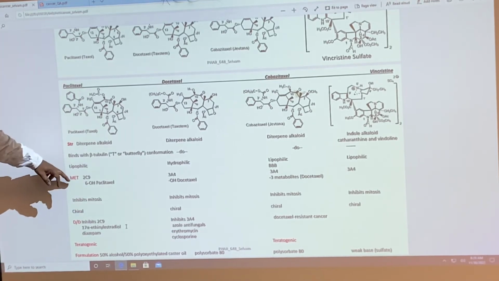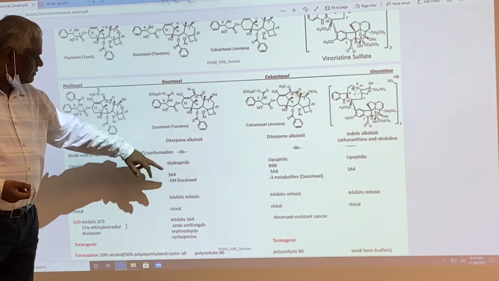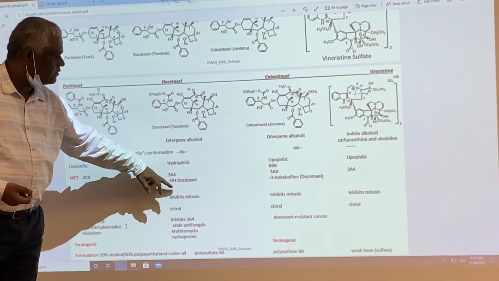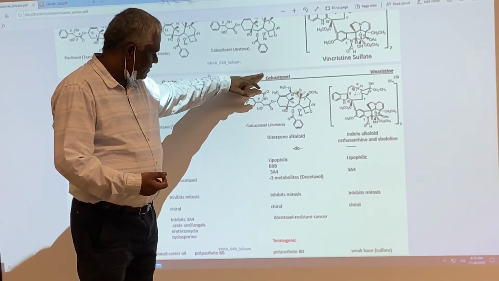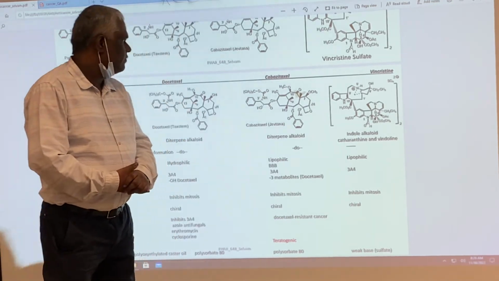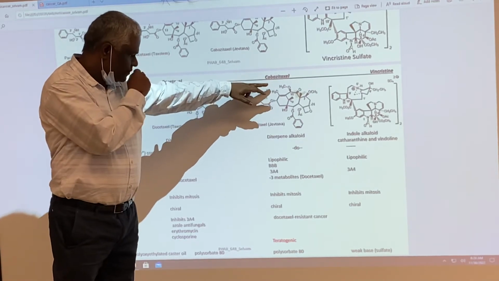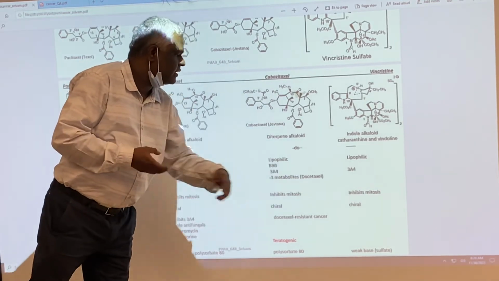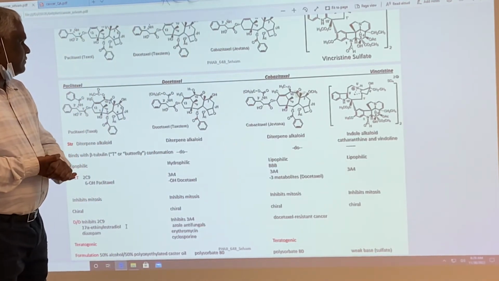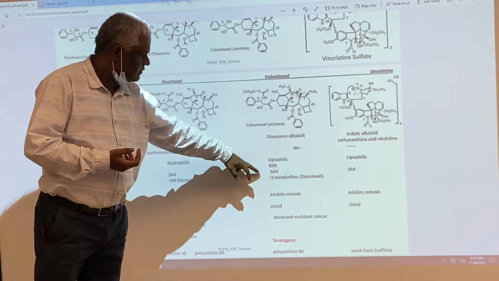Metabolism. Paclitaxel is metabolized with cytochrome 2C9. We get a 6-hydroxy paclitaxel, that is the metabolite. And docetaxel is metabolized with 3A4. We get a hydroxy docetaxel. And carboxytoxal, we get 3 metabolites from carboxytoxal. One of the metabolites is docetaxel. The docetaxel is nothing but a metabolite of carboxytoxal.